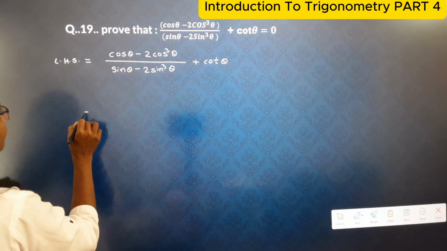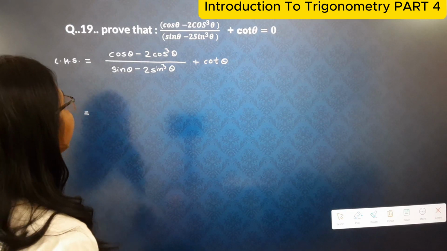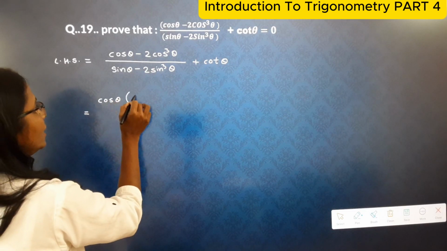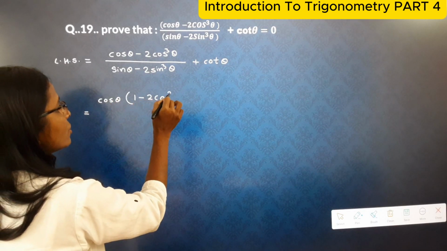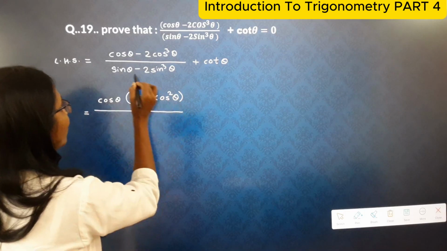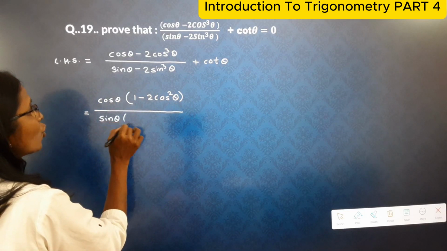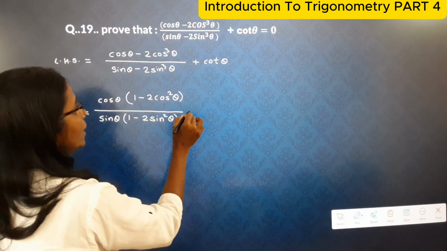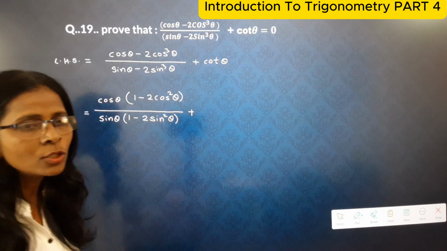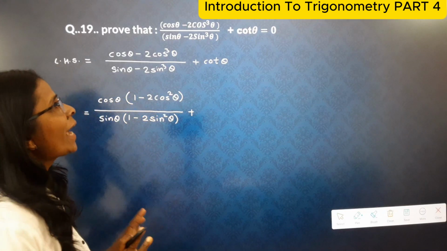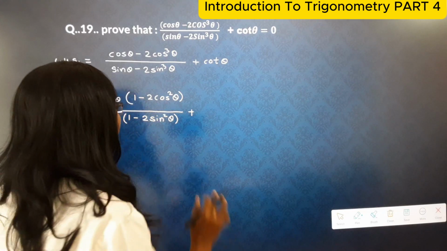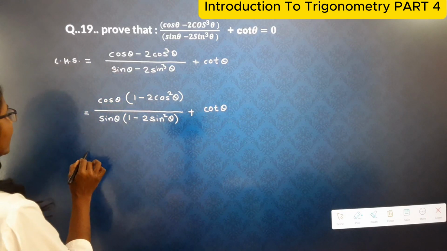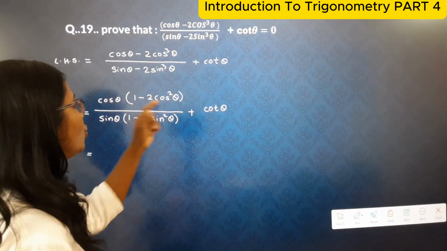Now we simplify it. In the numerator, cos theta is common, then 1 minus 2 cos square theta. In the denominator, sin theta is common, so 1 minus 2 sin square theta, and plus here cot theta, students. The cot theta we write as it is. First I write it as it is, do not disturb it. Now here the 1 minus 2 cos square theta.